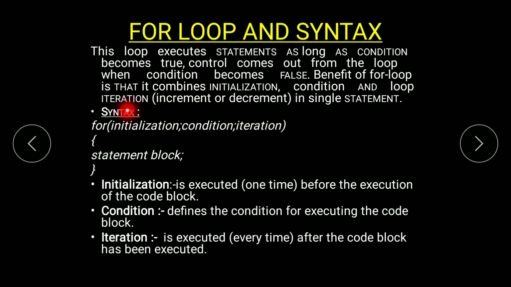So this is the syntax of the for loop. In the bracket you have to write three main statements. First is the initialization, second is the condition, and third one is the iteration. And in the curly bracket you have to write down the statement block.